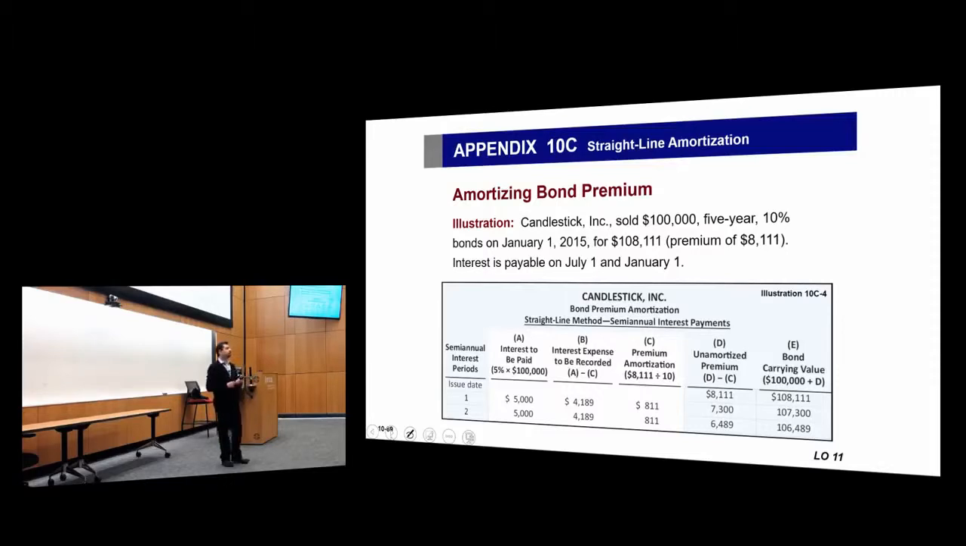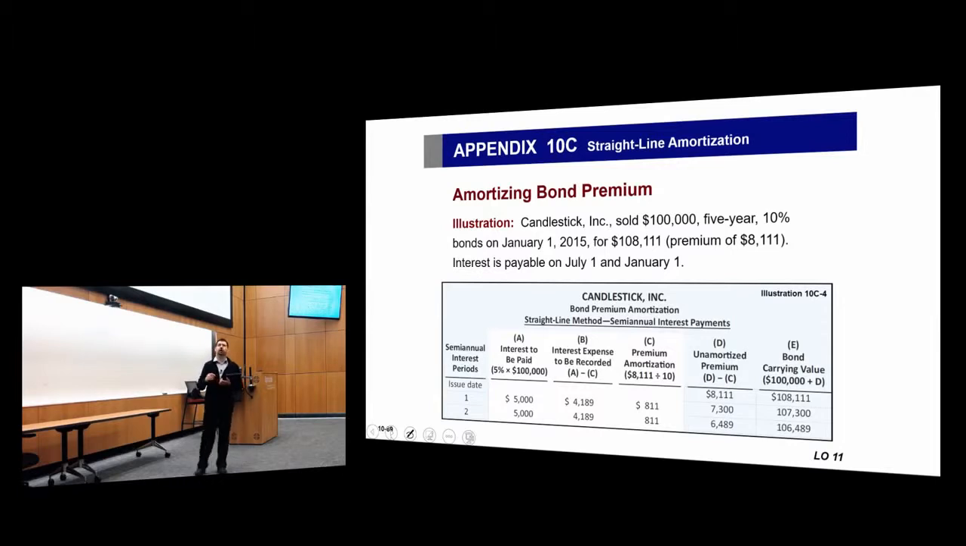Once again, we subtract the amortization of premium from the balance in the unamortized premium. That will give us a new unamortized premium. Okay? And this is the new unamortized premium that will be added to face value. Now, as you can see, in this case, the carrying value will start high, and then it will start decreasing until it reaches face value at maturity.